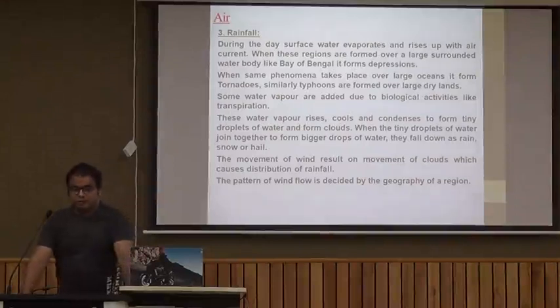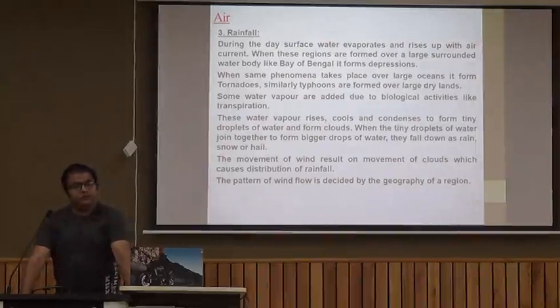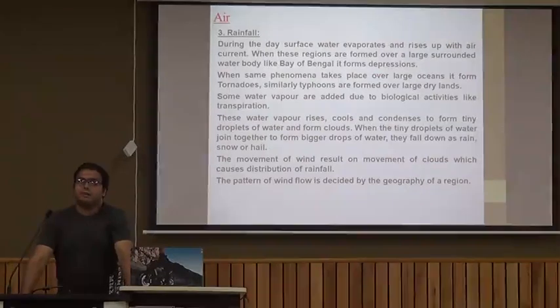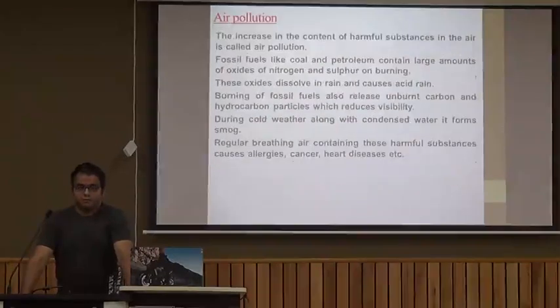So this rainfall is observed due to the monsoon winds, the air, the wind which is observed. The pattern of wind flow is highly dependent on the geography, and this also defines the amount of rainfall. Now, air pollution, the problem which we all have created.